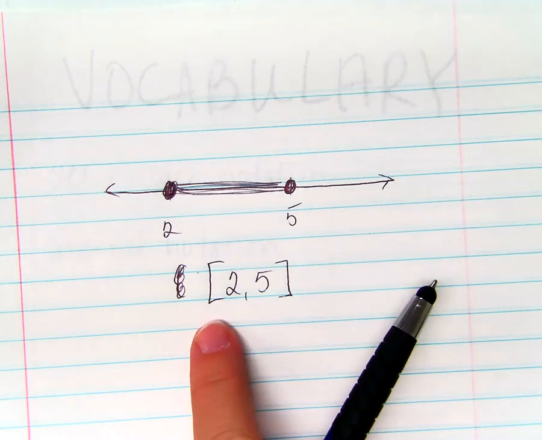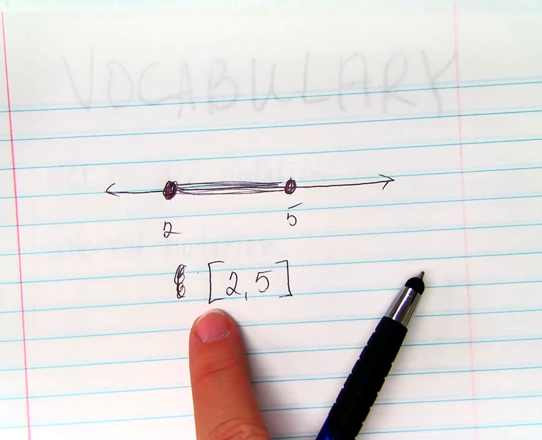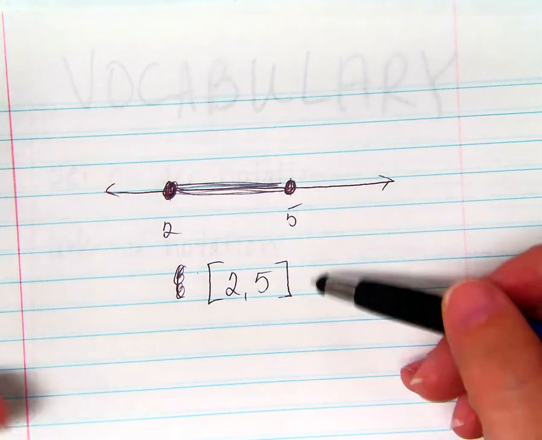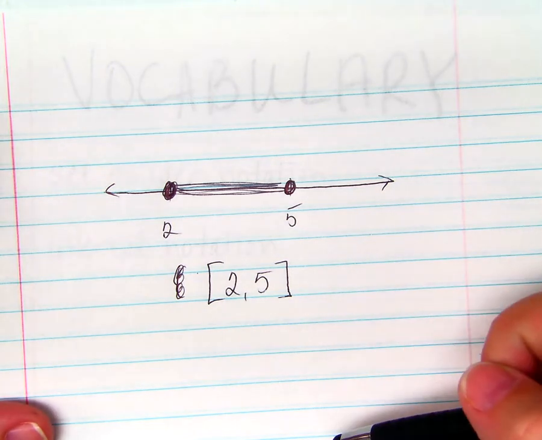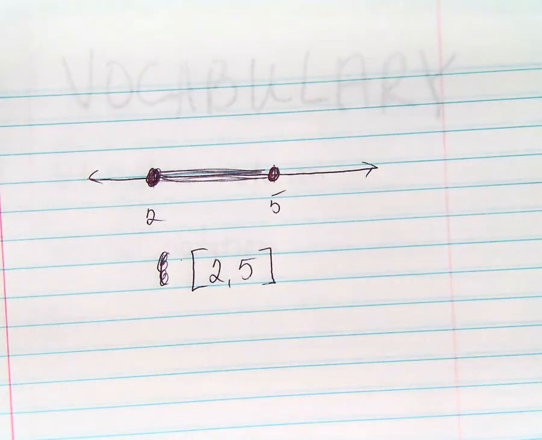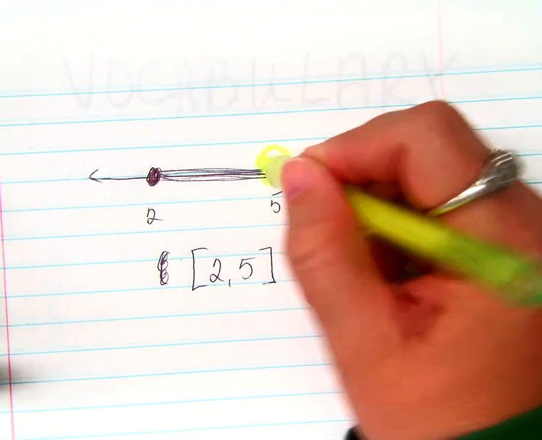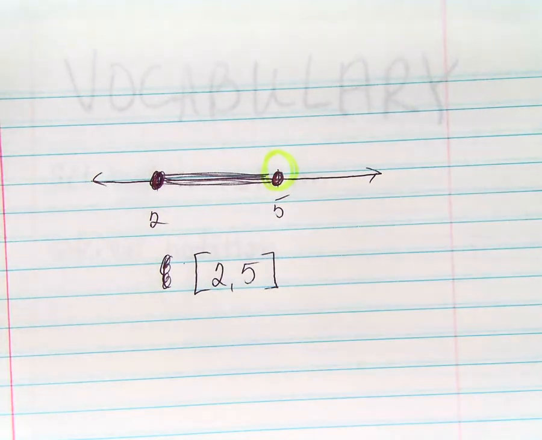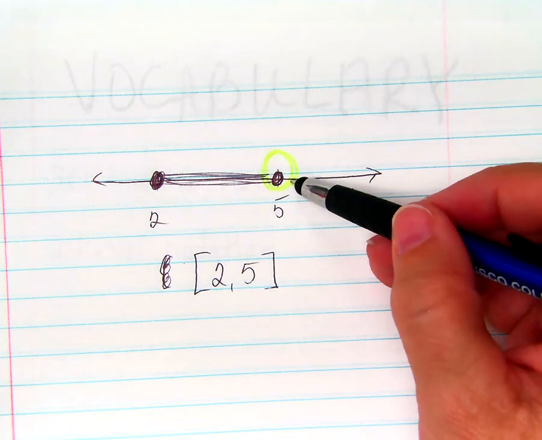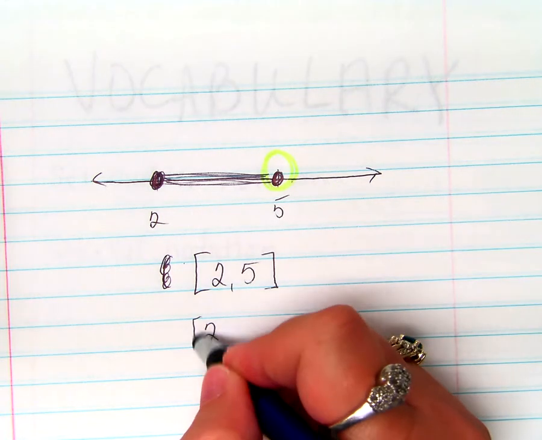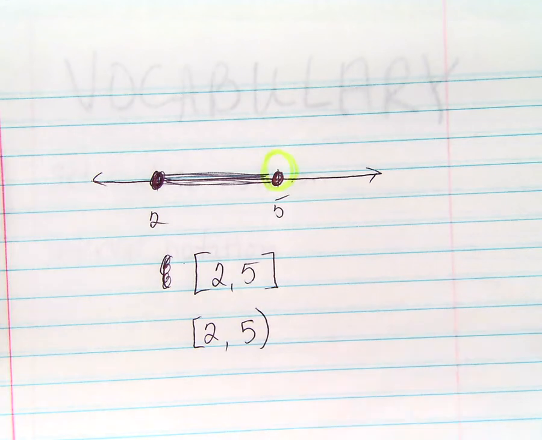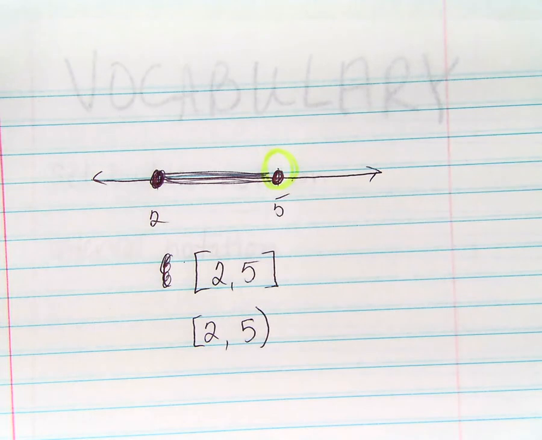Remember using brackets? What else did we use besides brackets? Parentheses. What would it look like if I needed to use parentheses? An open circle. I don't know if you can see the highlight up on the screen. If I made that an open circle, oh wow, you can really see the highlight up on the screen. Okay, that's good to know. If that was an open circle instead, it would look like 2 to 5. That is interval notation. Okay?